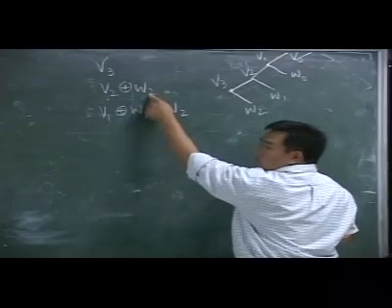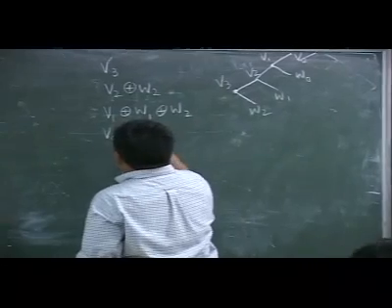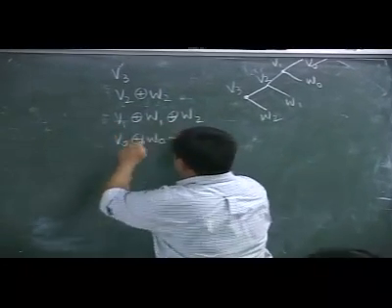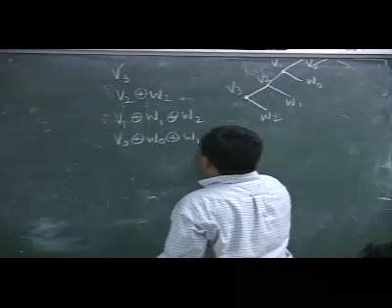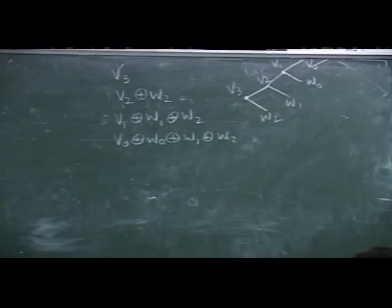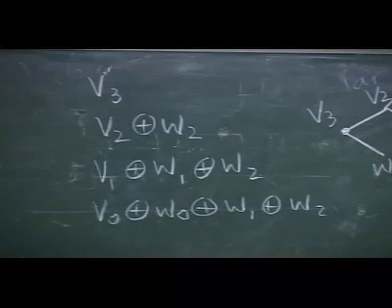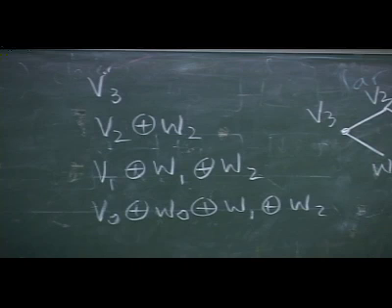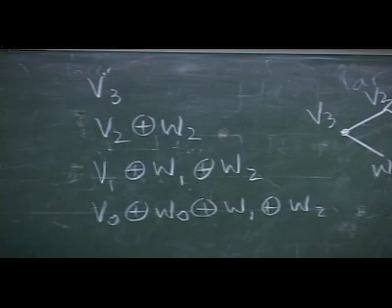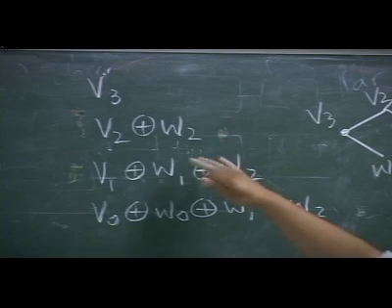Or I can have V0, W0, which again gives me V1, and then W1, W2. This way I have 4 ways of representing a signal, each one at different resolution. This means that the spaces are orthogonal.